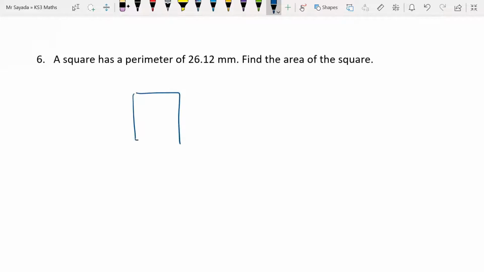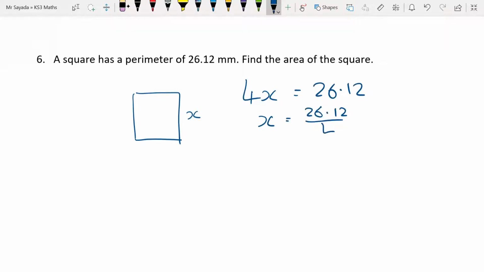So we have a square. It's got 4 sides, which when added together makes 26.12. So we've got x plus x plus x plus x, or 4x. So 4 lots of x makes 26.12, which means x must be 26.12 divided by 4. So this perimeter is made up of 4 sides, and to find out what each side is, I do 26.12 divided by 4.